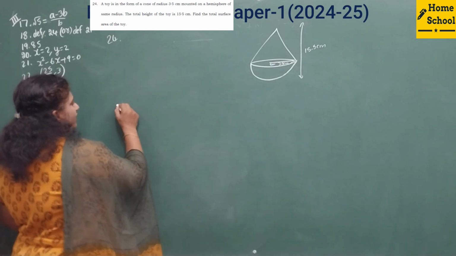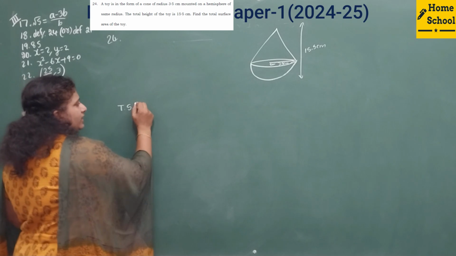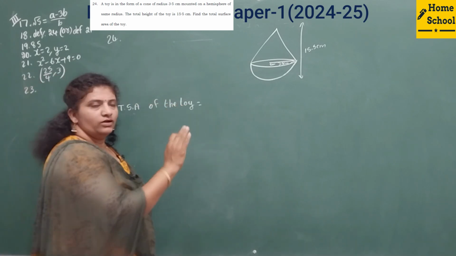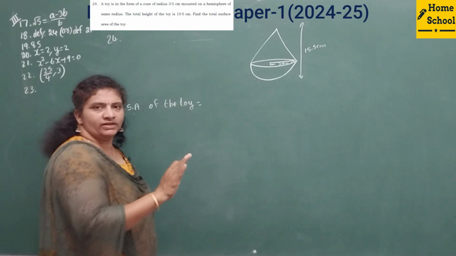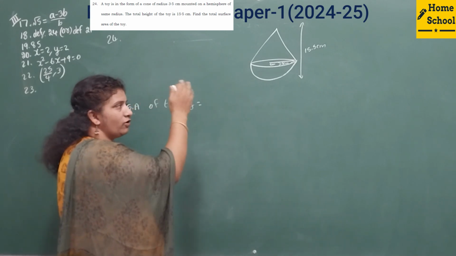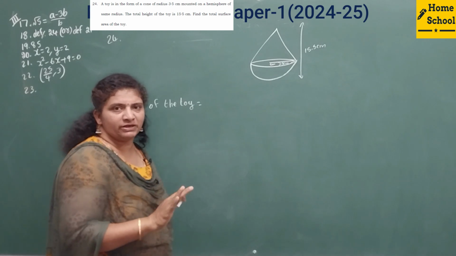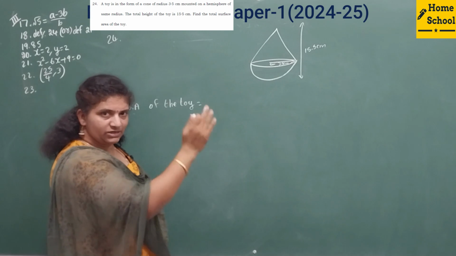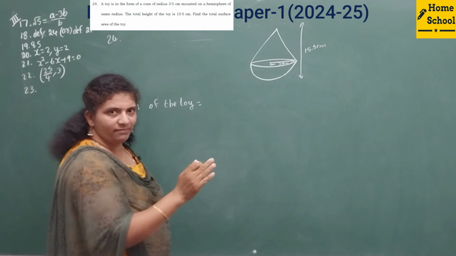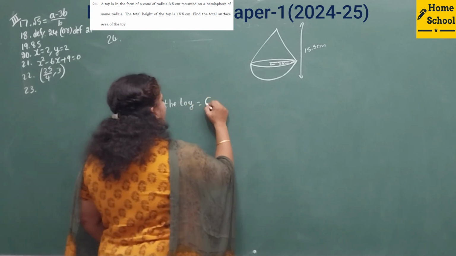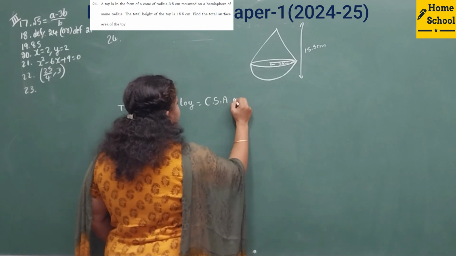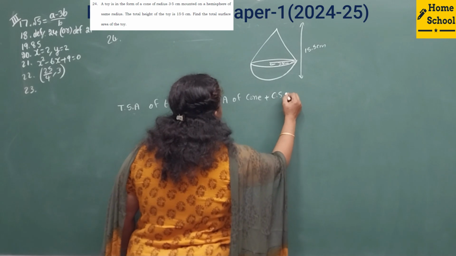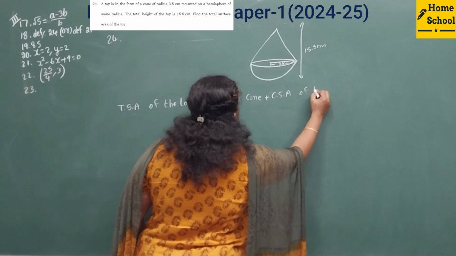What we need to find? We need to find the total surface area of the toy. Total surface area of the toy means don't take the total surface area of a cone and the total surface area of a hemisphere. What you can see in the figure there, I can see the CSA of a cone and the CSA of a hemisphere. That only you write. That is CSA of cone plus CSA of hemisphere.